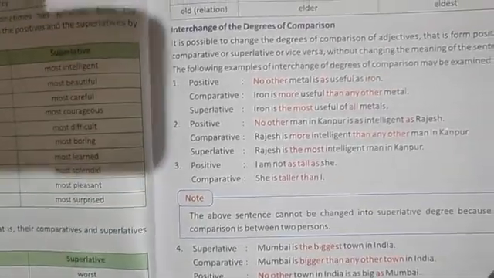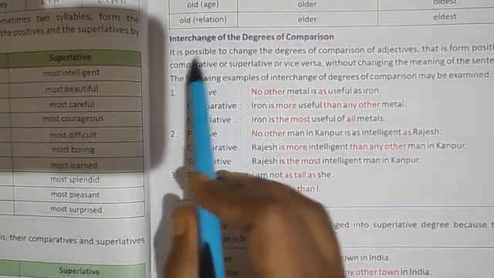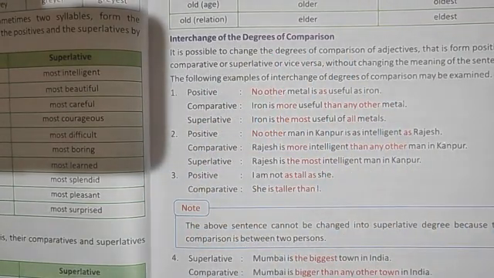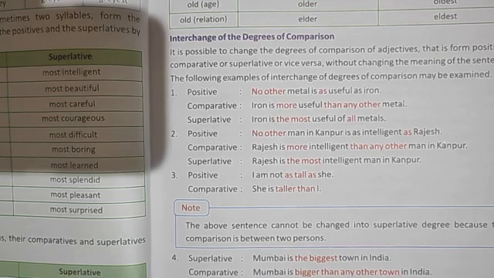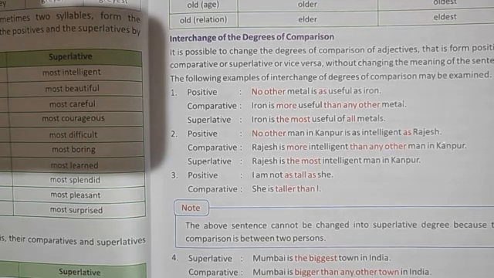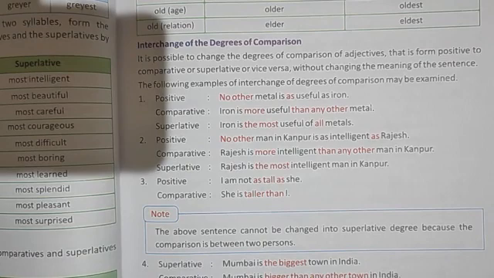Now let's come to the interchange of degrees of comparison. Okay. See, it is possible to change the degrees of comparison of adjectives. We had learned about the degrees of comparison, positive, comparative and superlative. Now we will be discussing interchanging them. We have gone through this portion in your live classes, but for your help, I'm making this video once more so that you can go through it again, and if you have any doubt regarding this portion, you can get it cleared through this video.